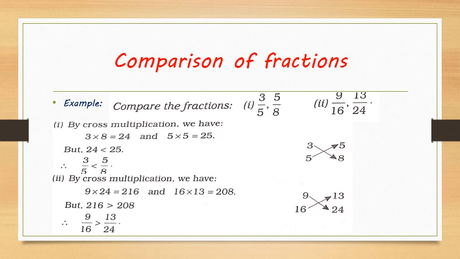Similarly, let's take a second example, 9 by 16 and 13 by 24. Again, keeping 9 and 13 at the same place, multiply 9 with 24 and 13 with 16. The product will be 9 into 24, that is 216, and 16 into 13, that is 208, which gives you 216 greater than 208. Since 216 is greater than 208, therefore 9 by 16 is greater than 13 by 24.